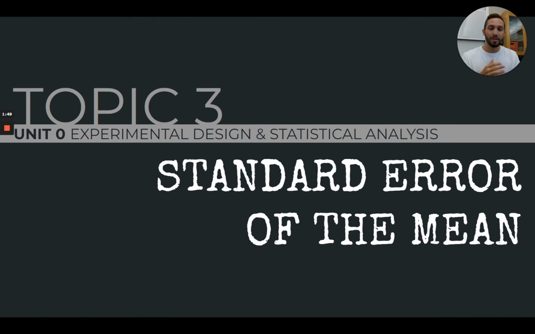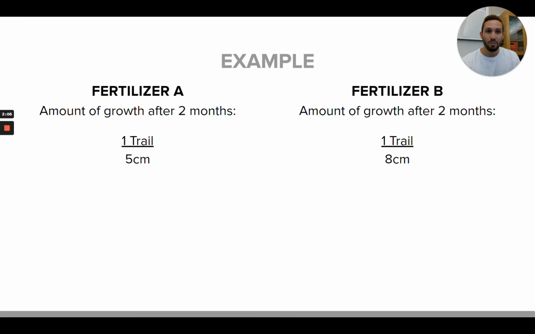One of them is called standard error of the mean, which we're going to talk about in this video. And in the next video, we're going to talk about chi-squared, which is another type of statistical test that we can do with certain types of data to see if it's actually significant data to support certain claims. I want to start with an example to give you an idea of why this is important.